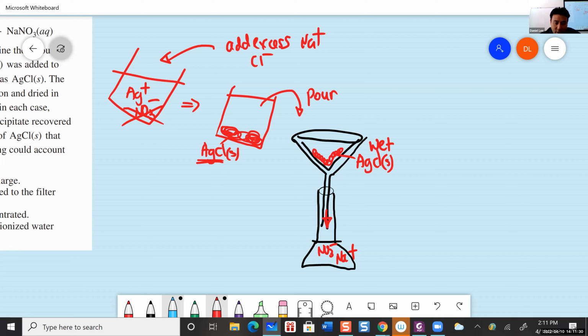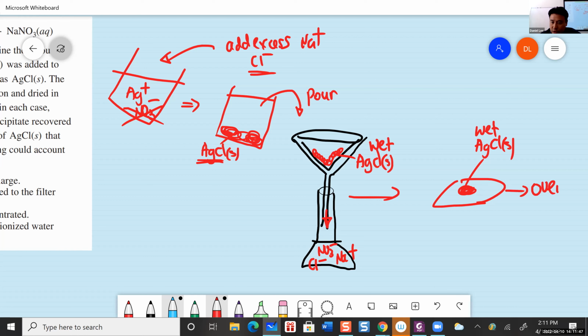And you also have excess chloride because you added excess chloride. So those are the things that are down there. And what we have is wet silver chloride. You have to dry it, yeah? So you bake it in the oven, and then you get dry silver chloride. That's it, simple as that.